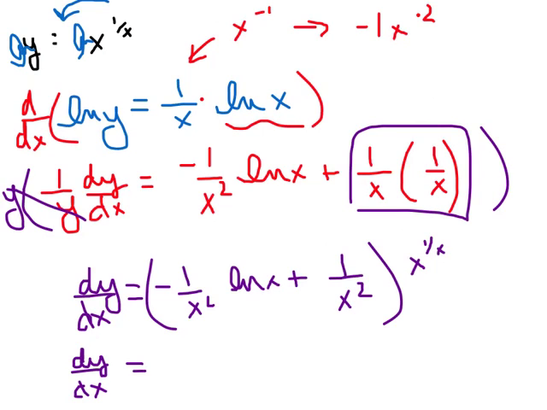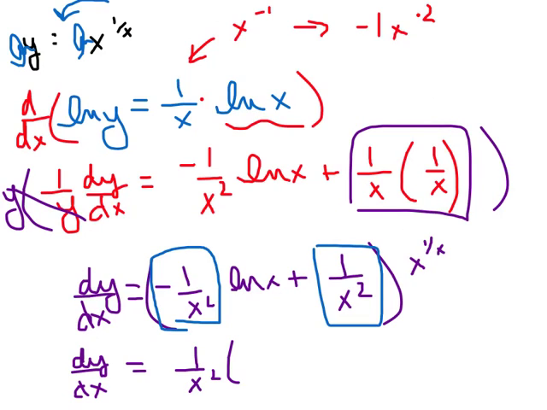So I could factor out a negative, or I think I'm going to factor out just a positive, 1 over x squared. If I factor out a 1 over x squared, I'm left with, I think I'm going to put this term first, so that's just going to leave me with a 1, and then this is going to leave me with a minus natural log of x. And then again, it's all times x to the 1 over x. Now, this is good enough for me.